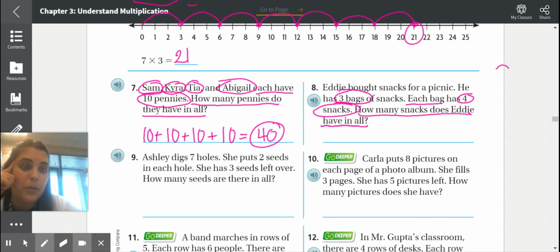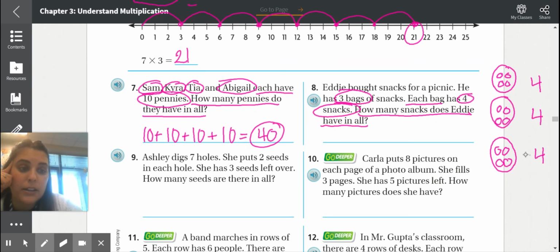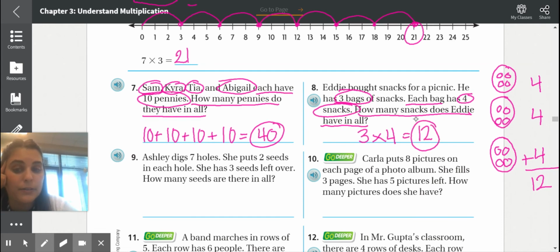So let's draw them. 1, 2, 3. How many go in each? 4. 1, 2, 3, 4. Another way to do this is repeated addition. 4 plus 4 plus 4. Or we can count by 4s. 4, 8, 12. Or we could multiply. 3 times 4 equals 12.